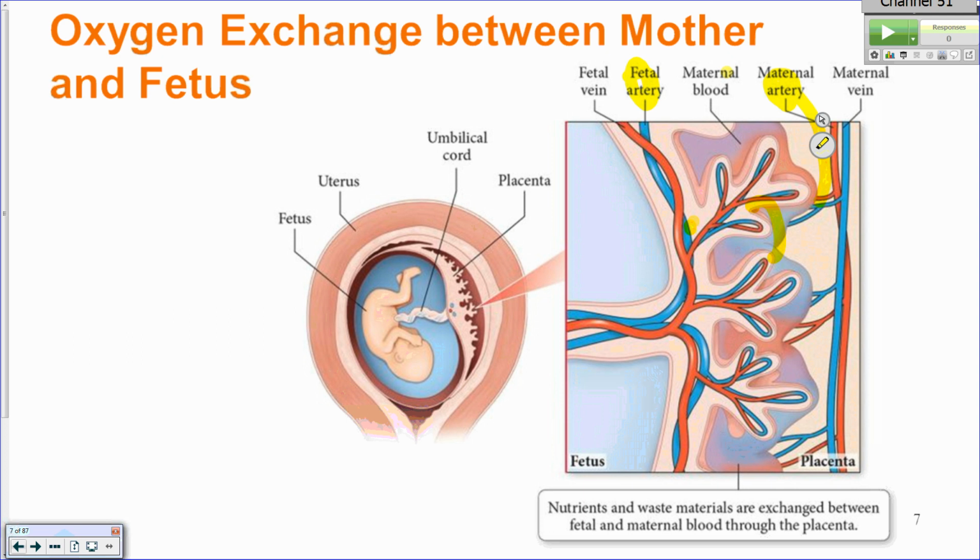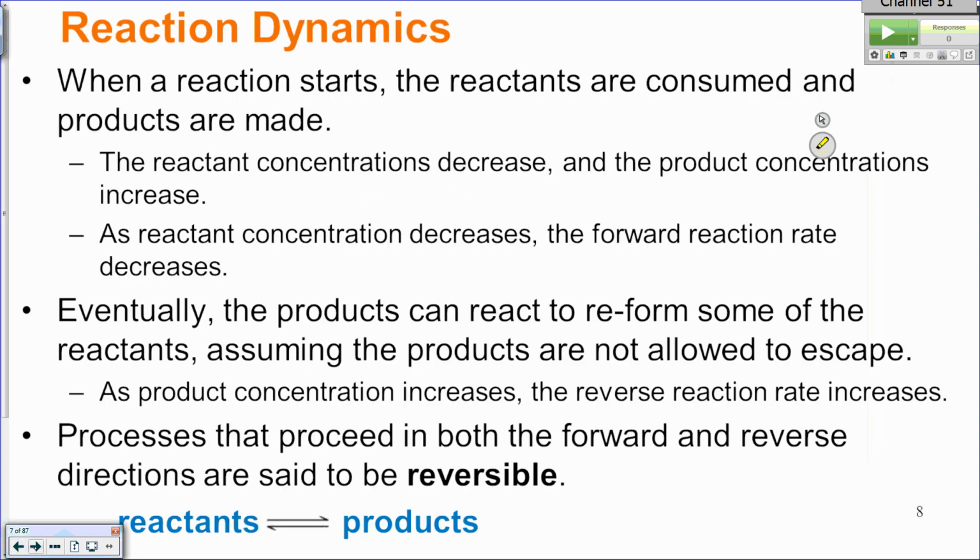It's just one of the defects that nature threw at us. All right. Now we look at the reaction dynamics and what's going on. When a reaction starts, the reactants are being consumed and products are being made. It's going in the forward direction.